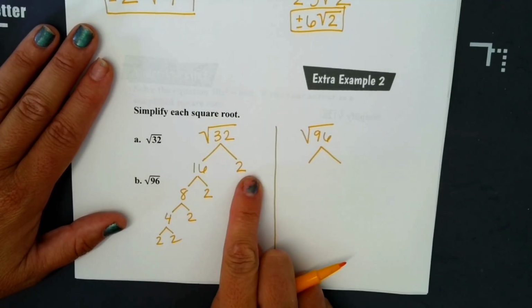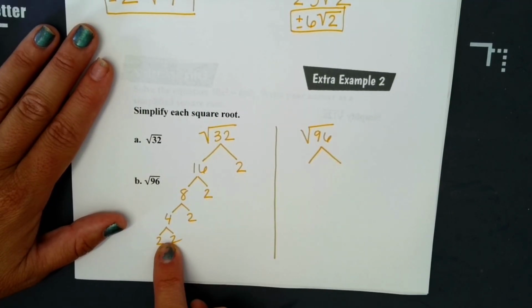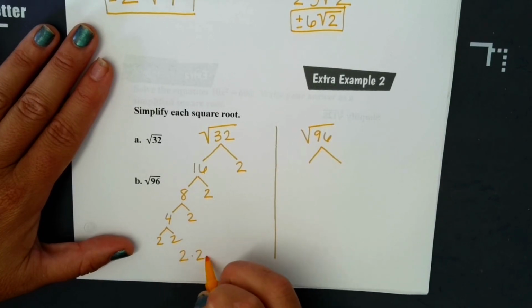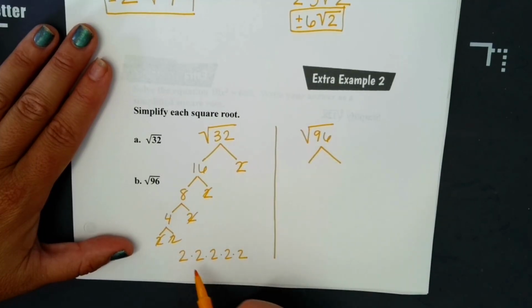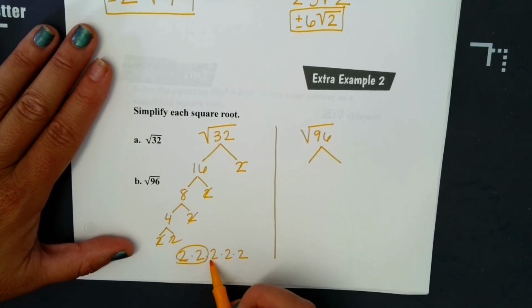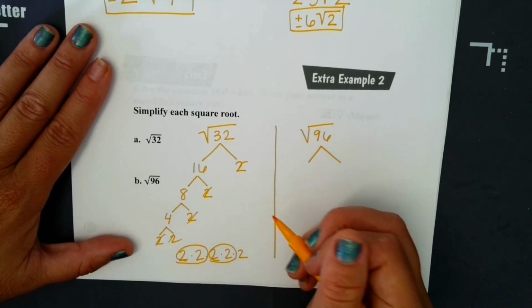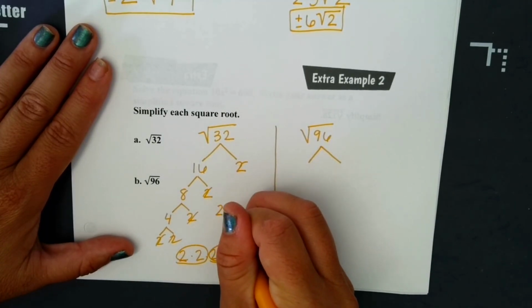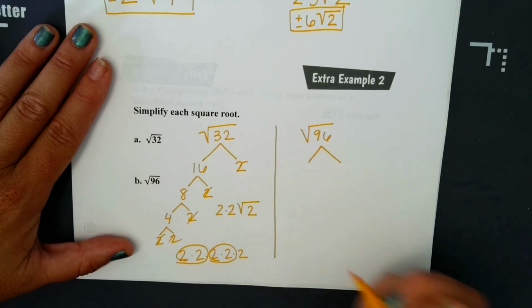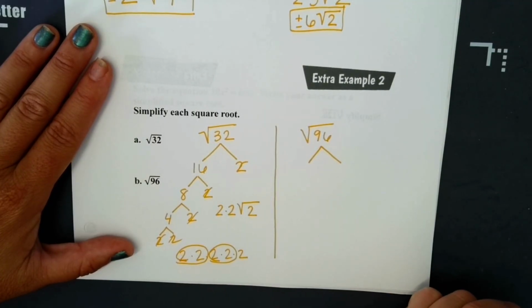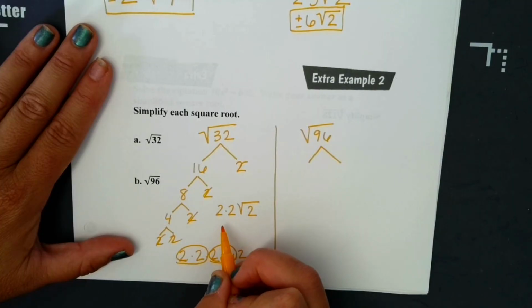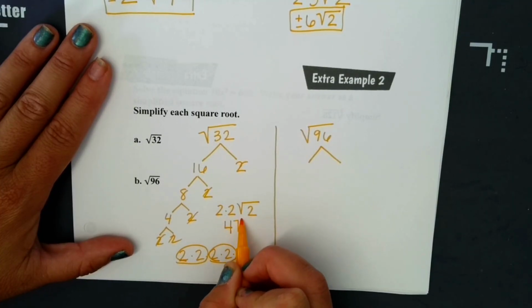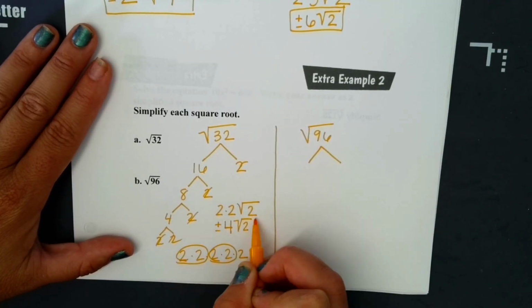Do you see when the numbers are farther apart, I had to do more trees, didn't I? Okay, so I have 1, 2, 3, 4, 5 2's. Did you agree with that? So I'm looking for pairs. I have 2 sets of 2. Do you agree with that? So I have 2 times 2, and square root 2. Is that simplified as far as it can go? No, I have 2 times 2 here, which gives me 4 square root 2, and I have to have my plus minus in front.